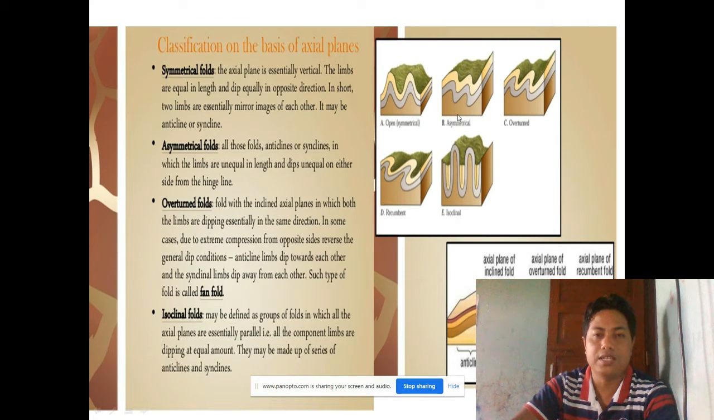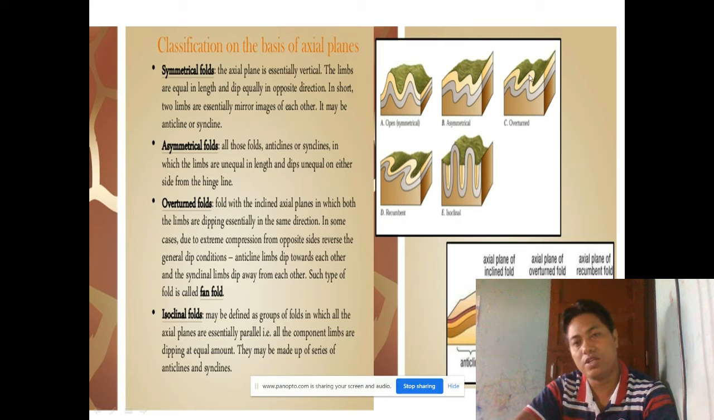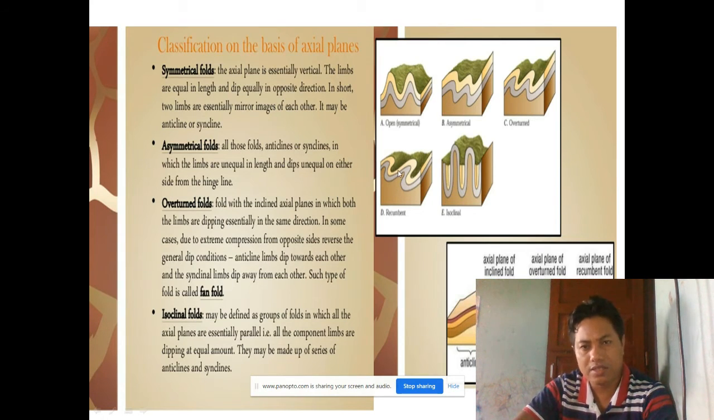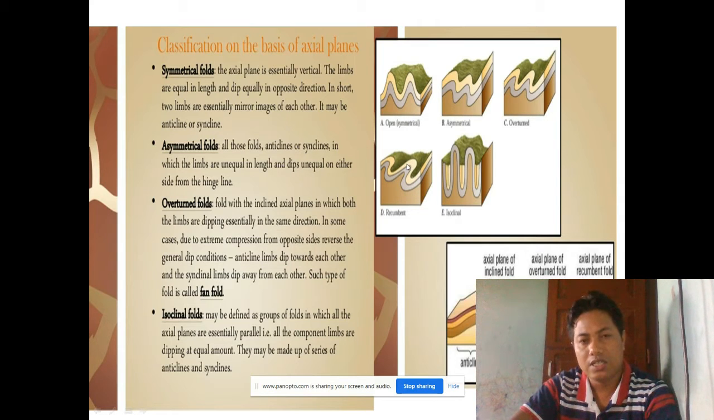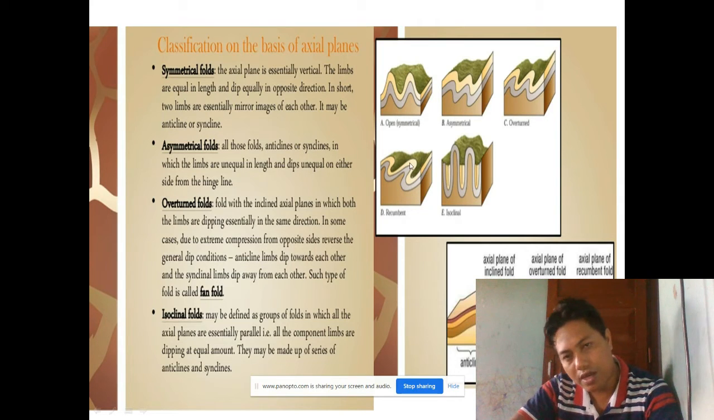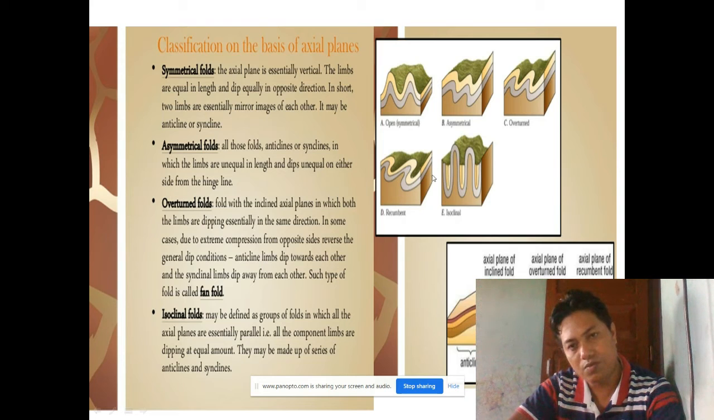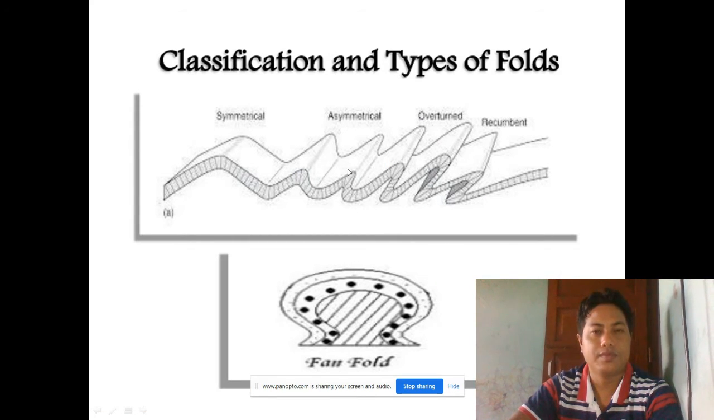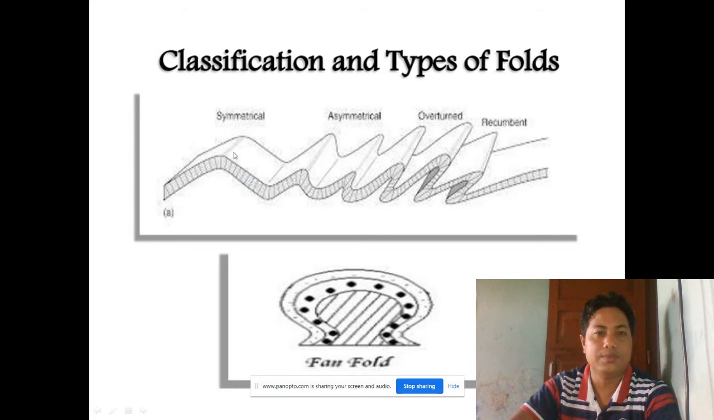So asymmetrical is when one limb is unequal. It is just slightly turned. Another thing, overturn means it is turning more. Recumbent folds are like this. This is actually not quite right, but it is more like that. So in the classification, symmetrical folds are like that, when two limbs are equal together.